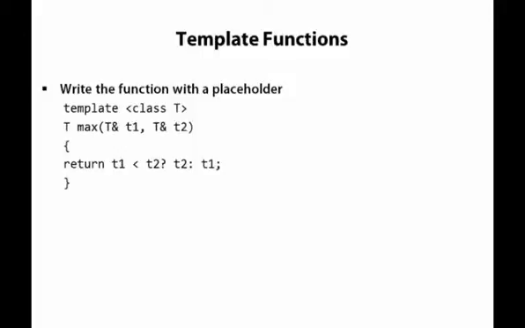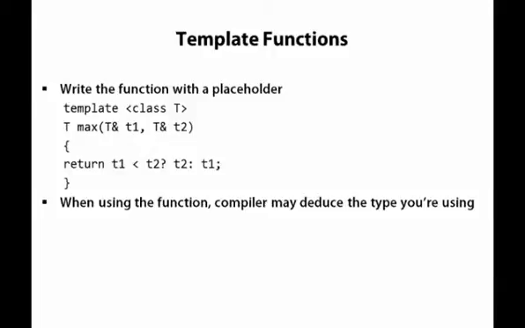Let me summarize what you just saw in that demo. First, when you want to write a template function, you write it out with a placeholder standing in for all the different types that the function might be used with. So here's max, for example. You start with template class T to indicate to everybody that this is a template and that T is a placeholder. And then you just use T as though it were a type throughout the function.